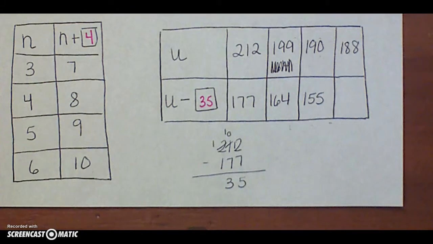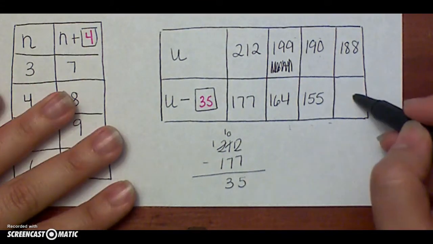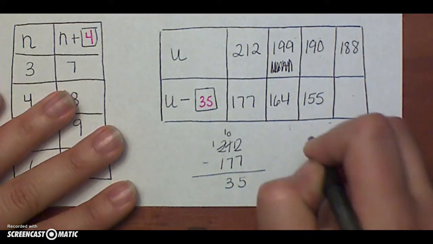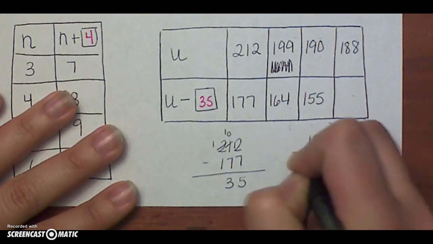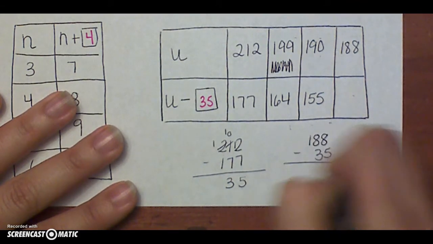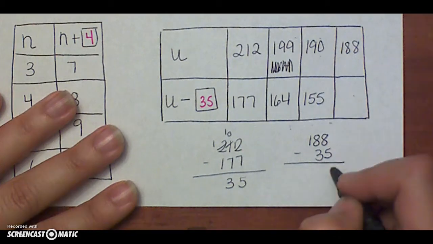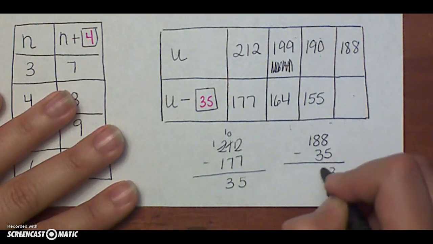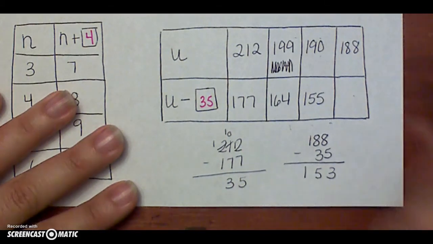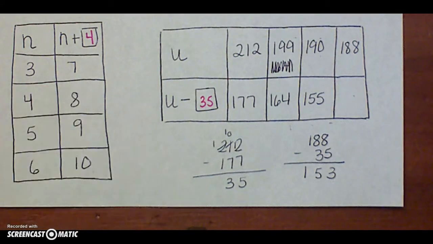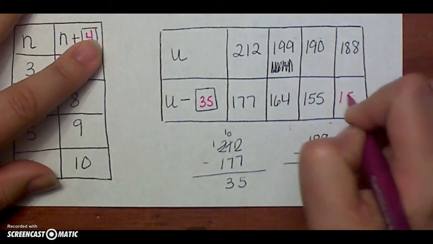Now I have to use that expression to solve for my empty space on my table. So 188 minus 35. 8 minus 5 is 3. 8 minus 3 is 5. And 1 minus 0 is 1. So my blank space is 153.